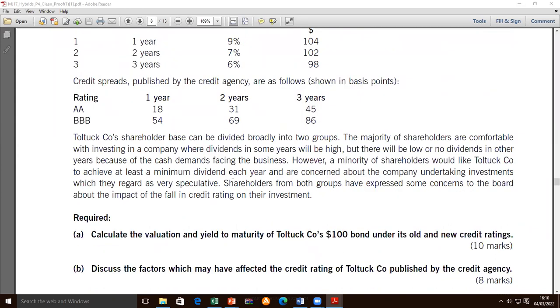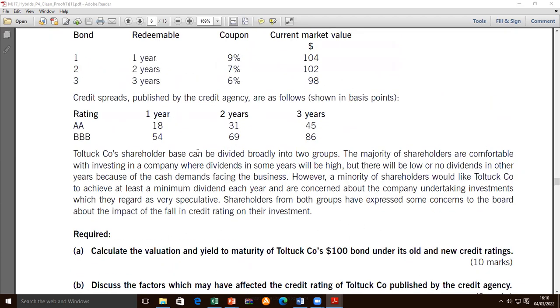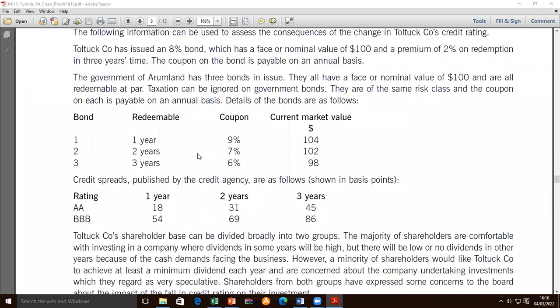Let's take off. Calculate the valuation and yield to maturity of the $100 bond under its old and new credit ratings. So when you read through this question, I don't know what you identified. They gave us the credit spreads and gave us some 3 bonds.